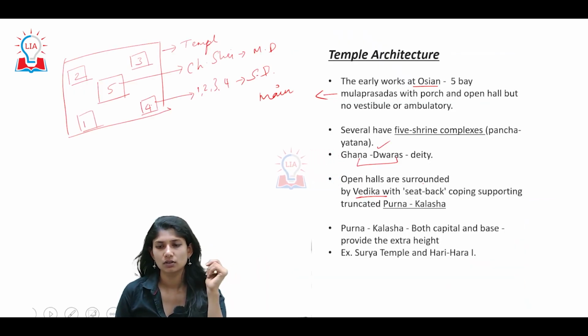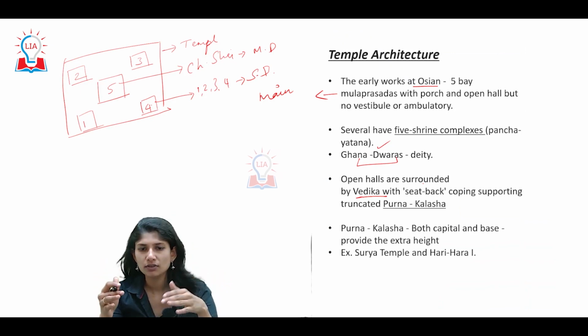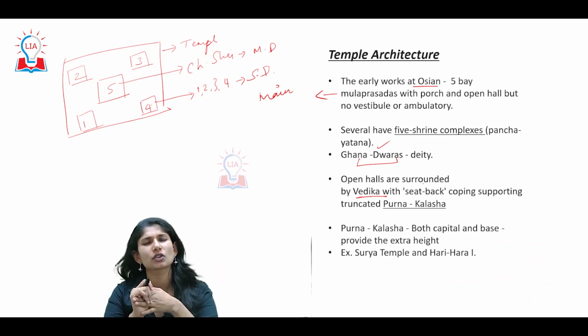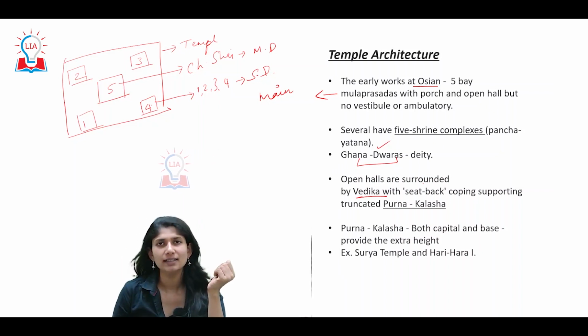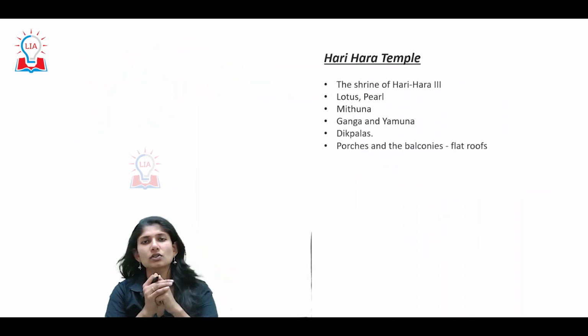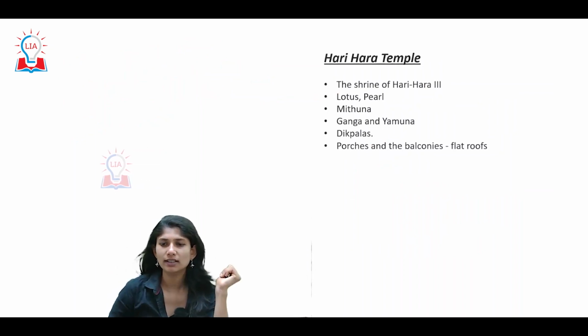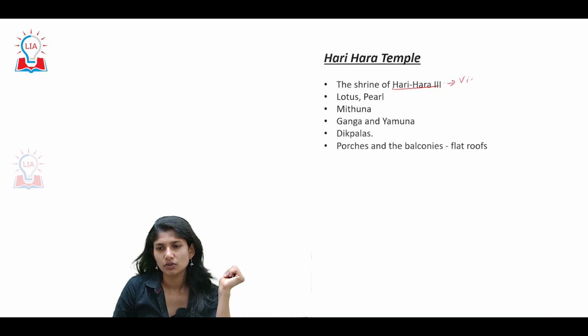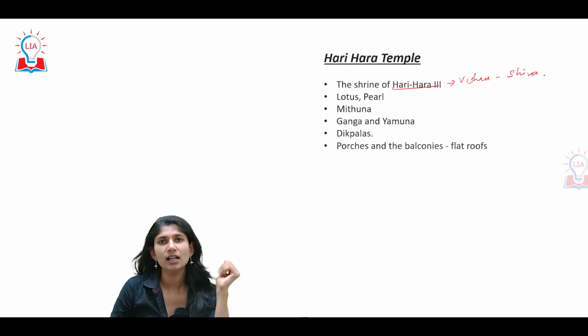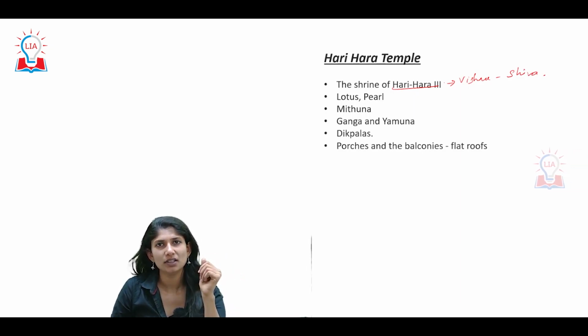Okay, now look at this. The examples of this kind of Panchayatana style as well as your Ganadwaras and your Purna Kalasha, everything we see in examples of your Surya temple and Harihara temple. Alright, now let's look into your Harihara temple. This is the shrine of Lord Harihara. Hari meaning your Vishnu as well as Shiva. So you notice certain commonalities with respect to your Pratihara architecture, that is your lotus, pearl, Mithuna, Ganga, Yamuna.